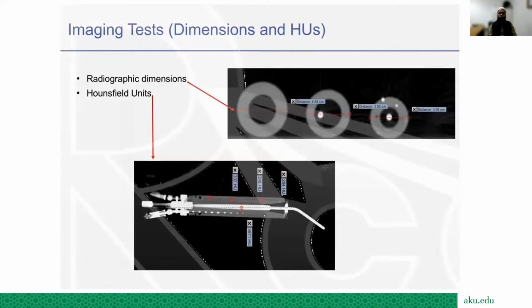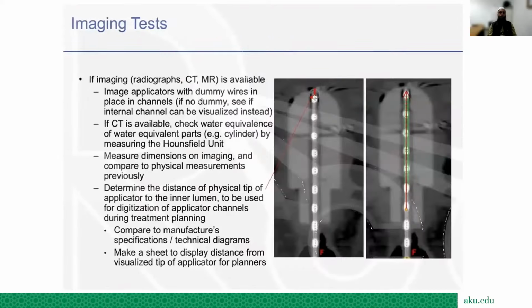There's a part which you can do with the CT, to measure the dimensions of the different parts of the applicators and HUs, Hounsfield units. Similarly, there is an imaging test, a very important test, in which you can put X-ray markers so that you can see the physical tip of the applicators with the center of the first dwell position. That is your reference with which you will be doing the planning, and we will go through this when we get to the planning part.